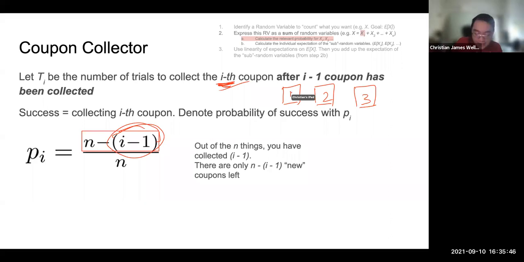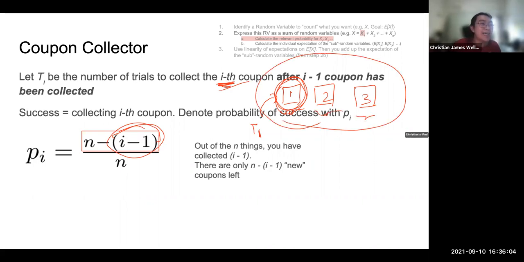So I think your question is more like, for T1, you think that it's collecting just this one. But what T1 means is that right now I don't have any coupon. What is the first new coupon that I see among these? All three of these are candidates for T1. This is a subtle point which I understand why people might be confused. Hopefully that clarifies.